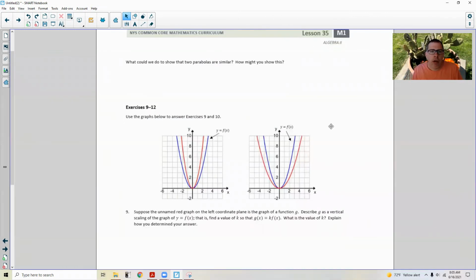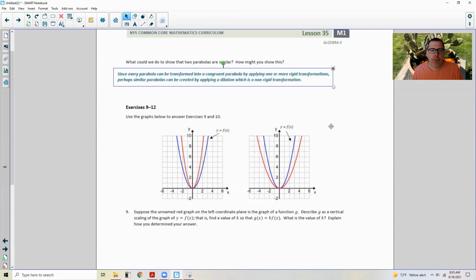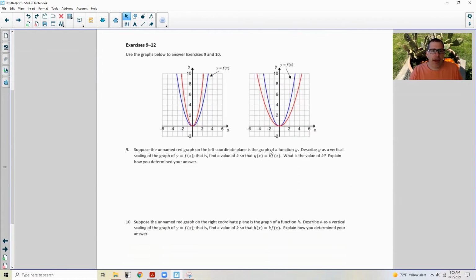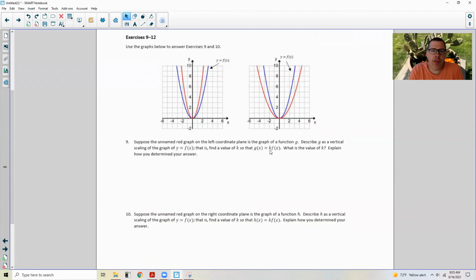Okay, page 4. What would we do to show that two parabolas are similar, and how might you show this? Since every parabola can be transformed into a congruent parabola by applying one or more rigid transformations, perhaps similar parabolas can be created by applying a dilation, which is a non-rigid transformation. All right, exercise 9 through 12. Use the graphs below to answer exercises 9 and 10. Pause the video, see if you can do this, come back and see how you did.